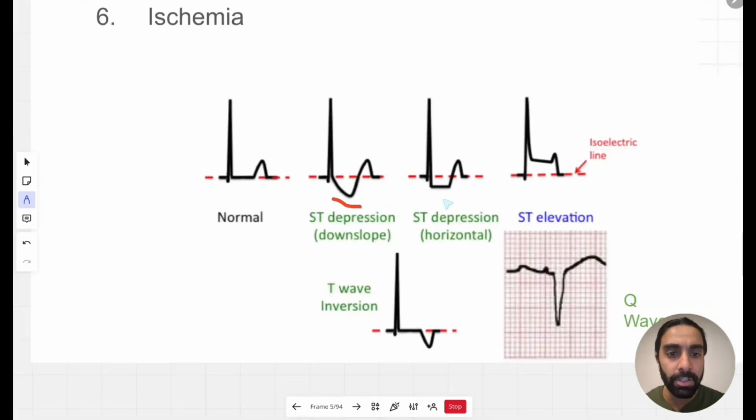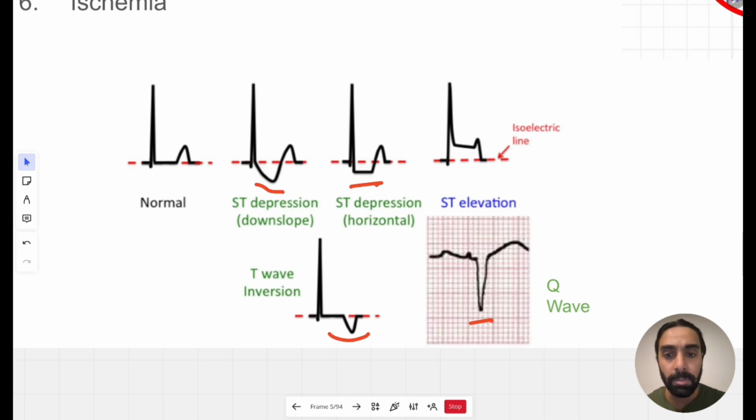So whether you have ST depression, T wave inversion, Q waves, you should be thinking about non-STEMI. And then, of course, if there's an ST elevation, you should be thinking about STEMI.